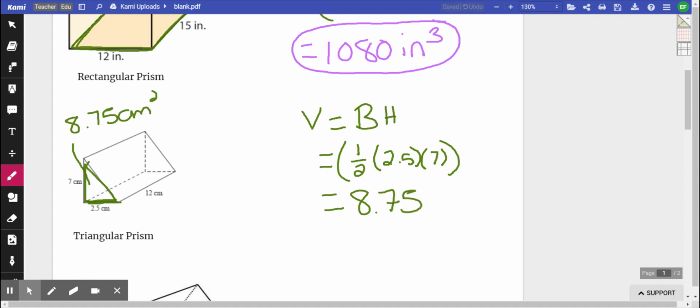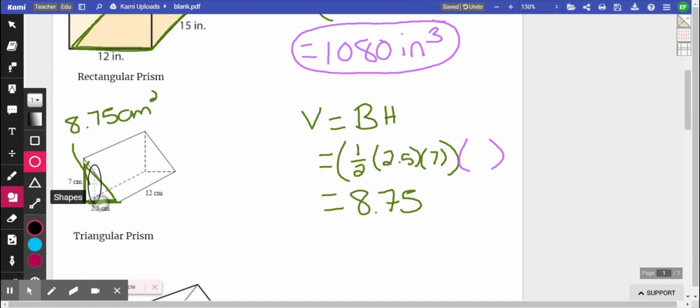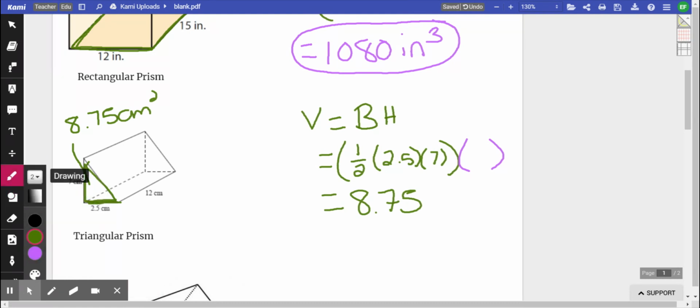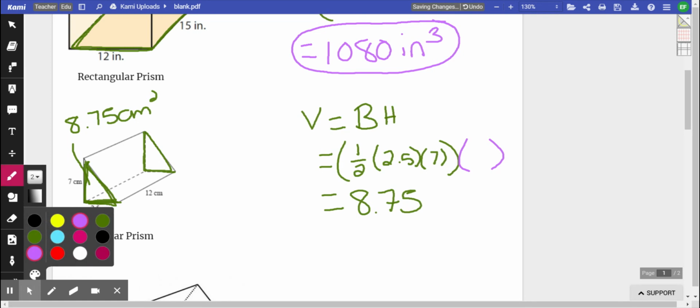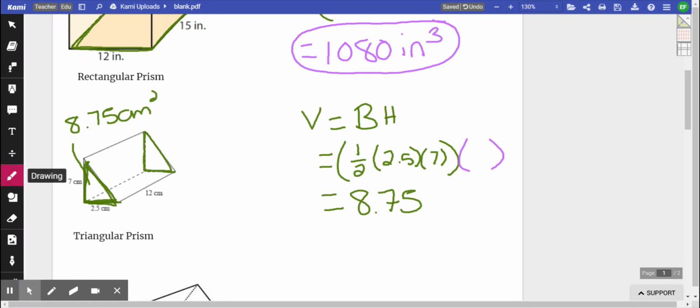Okay, and then I just need to multiply that now by the height of our prism. So the height of the prism, again, is the difference between the two faces. So if my faces are going to be these, oops, that was the wrong tool. Try that again. If our faces are these triangles here, then the height of the prism is going to be the difference between them. So the distance between them is 12 units long.